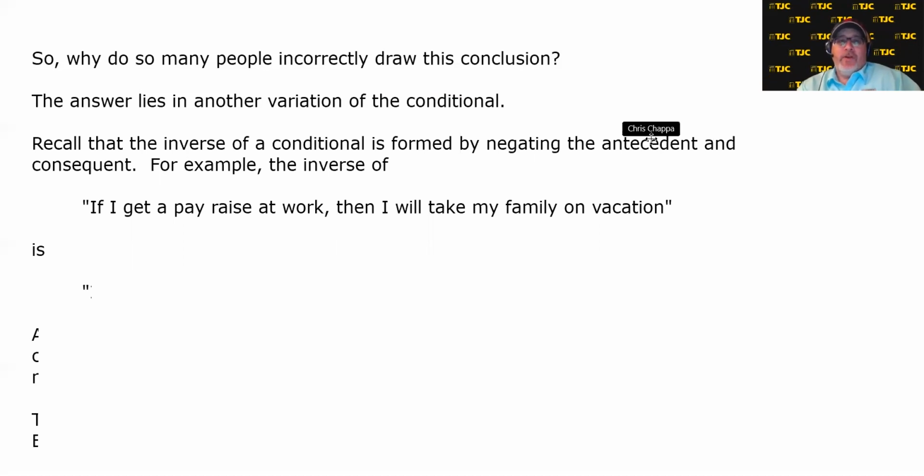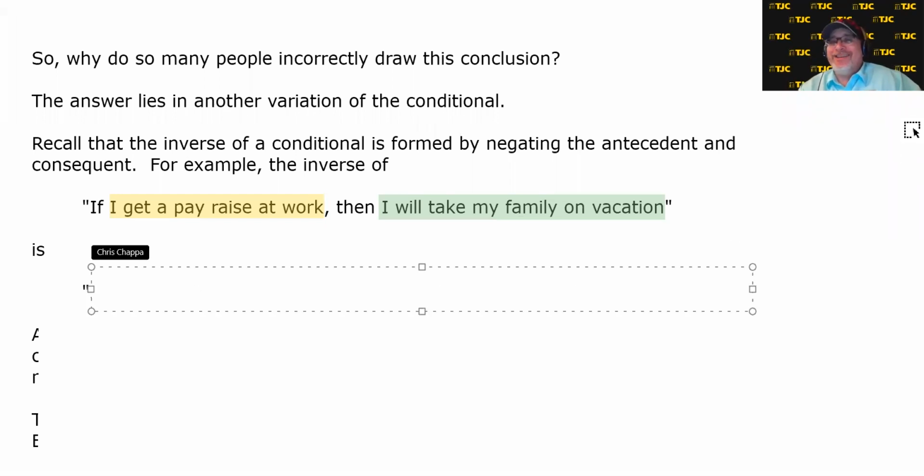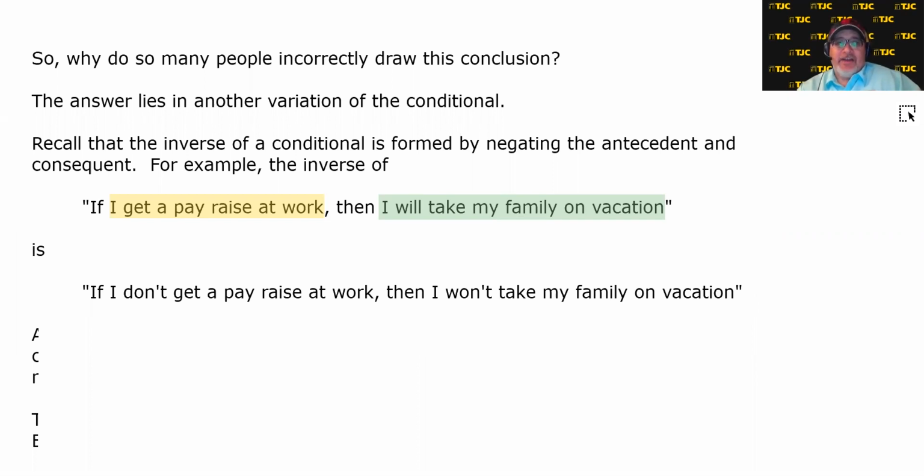For example, let's highlight some of these things. If I get a pay raise at work, then I will take my family on vacation. What would the inverse of that be? What would it look like if I negated both the antecedent and the consequent? It would look like that.